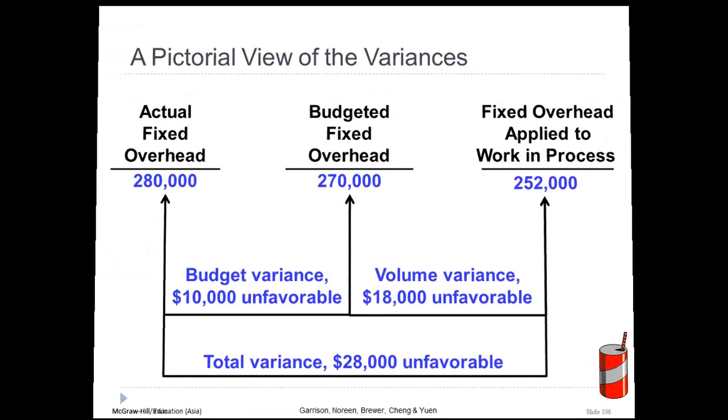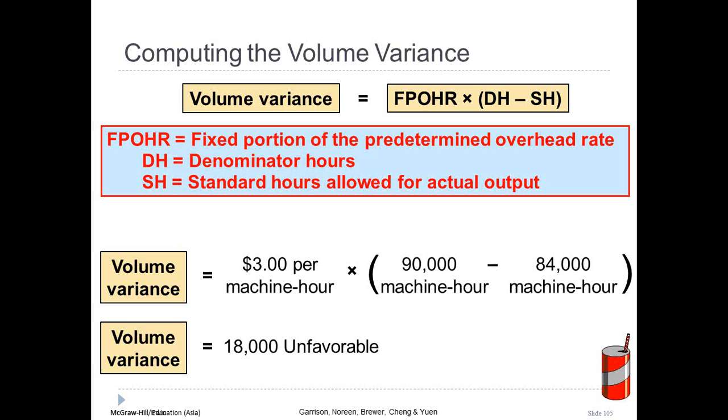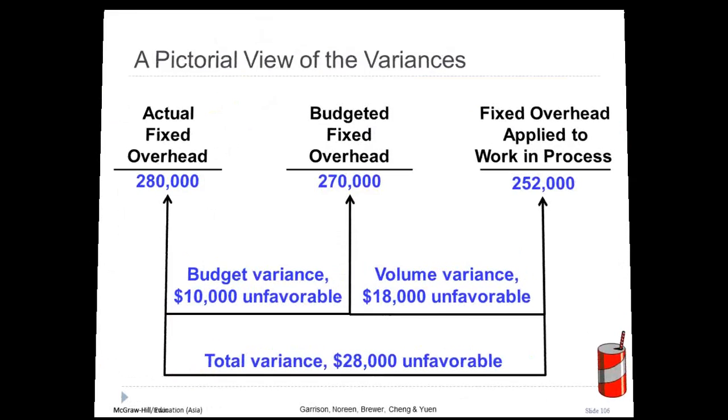Because the standard hours allowed is less than the denominator volume hours, it presumably signals inefficient usage of facilities. Therefore, the variance is labeled as unfavorable. So here we see a pictorial view of the computation of the fixed overhead budget and volume variances.